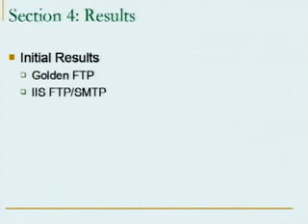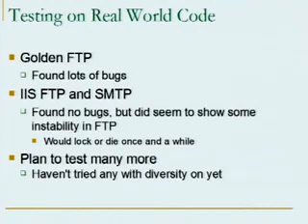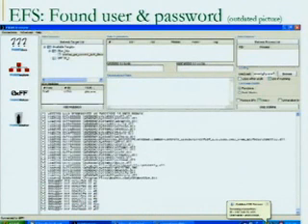So that was the evaluation, sections 1, 2, and 3, and 4. Section 4 is the actual results. So just some results. After fuzzing Golden FTP, found lots of bugs. I don't know if you guys have heard of that before or use it, but I wouldn't recommend using it. IIS FTP and SMTP did not find bugs there, but did find some instability that could probably mostly be attributed to the debugger. Wasn't able to identify those to any one session. So the moral of the story here is that more testing needs to be done. It needs to be tested against lots of different applications and lots of different scenarios for any real evaluation to be made of how well it does compared to other fuzzers.